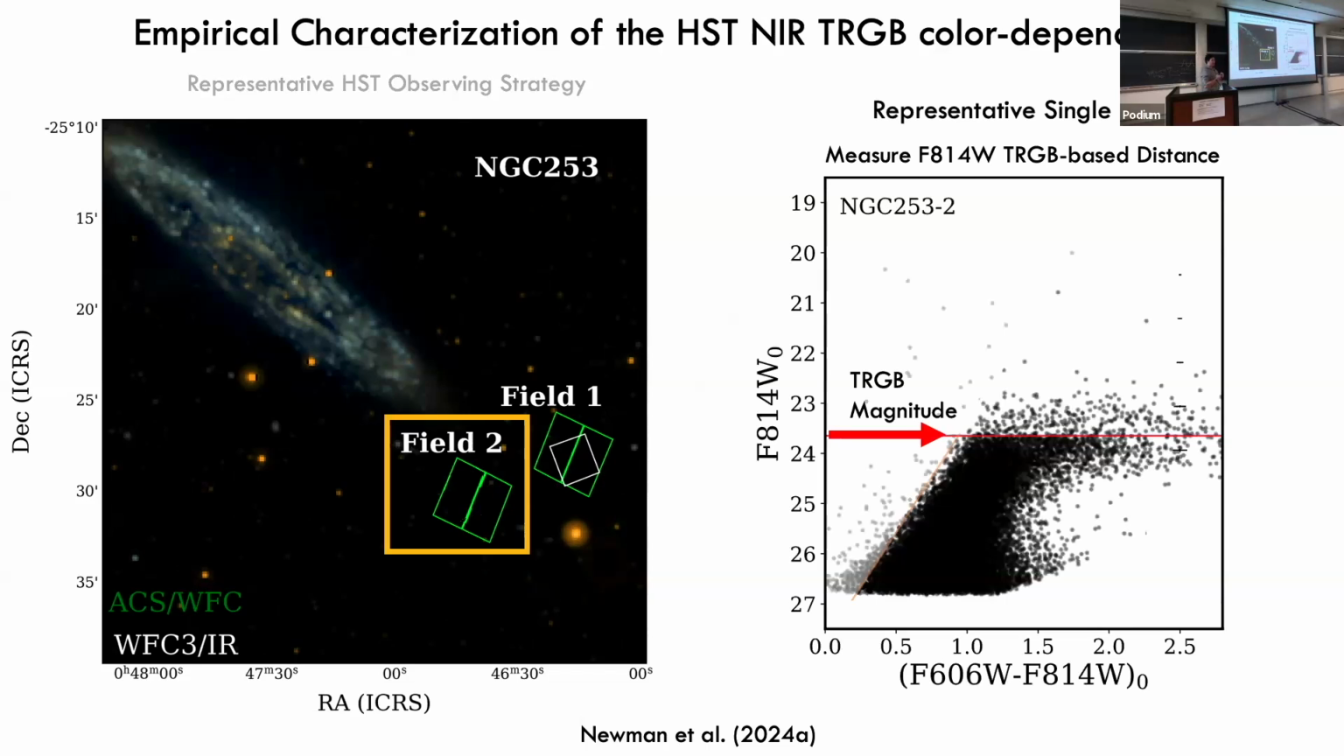We first anchor our distance scale. On the left over here is a galaxy image of NGC 253, which is one of the galaxies in our sample. This observing program is representative of the rest of our program. On the right here, I'm showing a color magnitude diagram of the ACS field, which is shown as the green footprint on the left image. This is representative of our data, and this is a TRGB measurement for NGC 253. We do this for each field in each galaxy in order to set up a uniform distance scale.